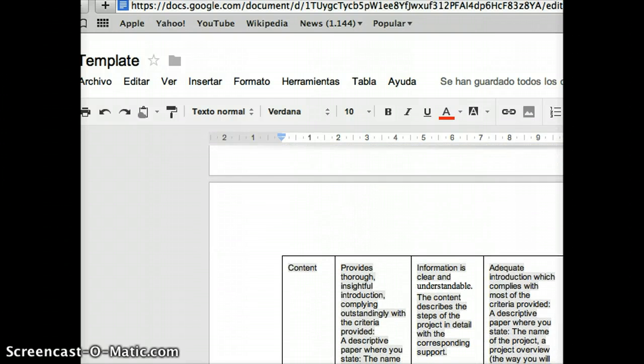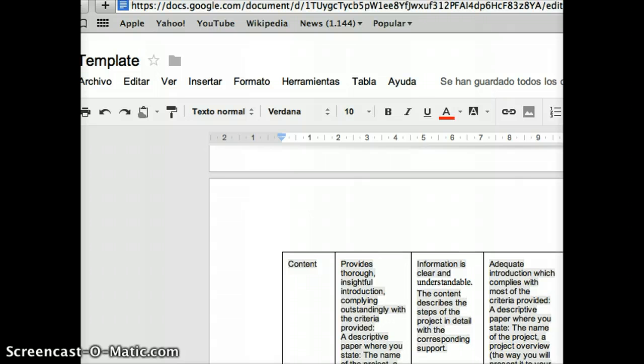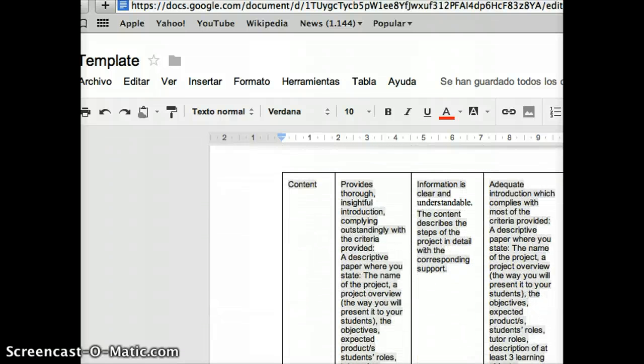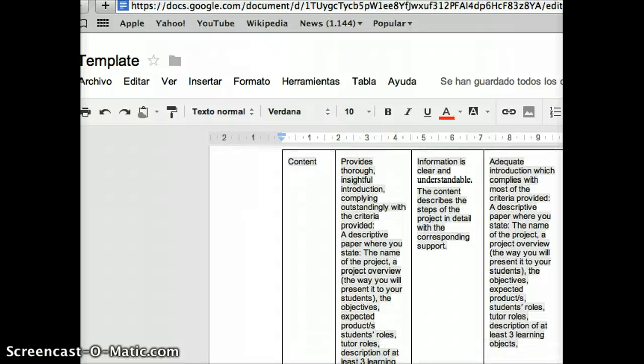Merit, 4: information is clear and understandable. The content describes the steps of the project in detail with the corresponding support. Pass, 3: adequate introduction which complies with most of the criteria provided, a descriptive paper where you state the name of the project, a project overview, the way you will present it to your students, the objectives, expected products, student roles, tutor roles, description of at least 3 learning objects.